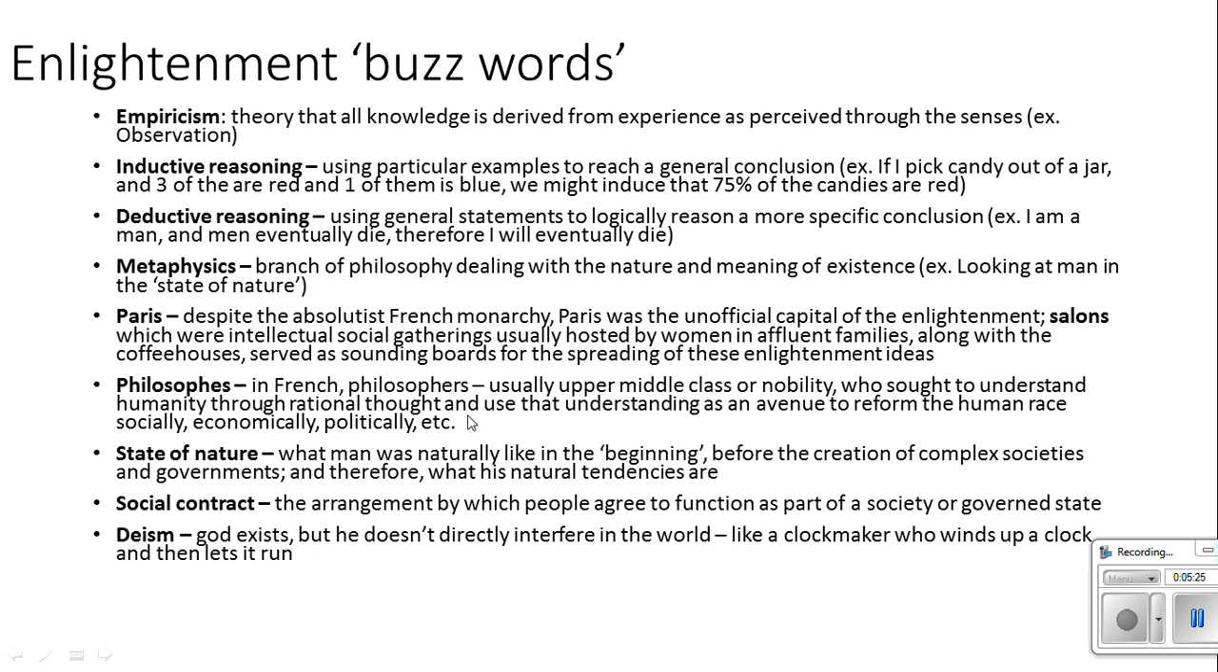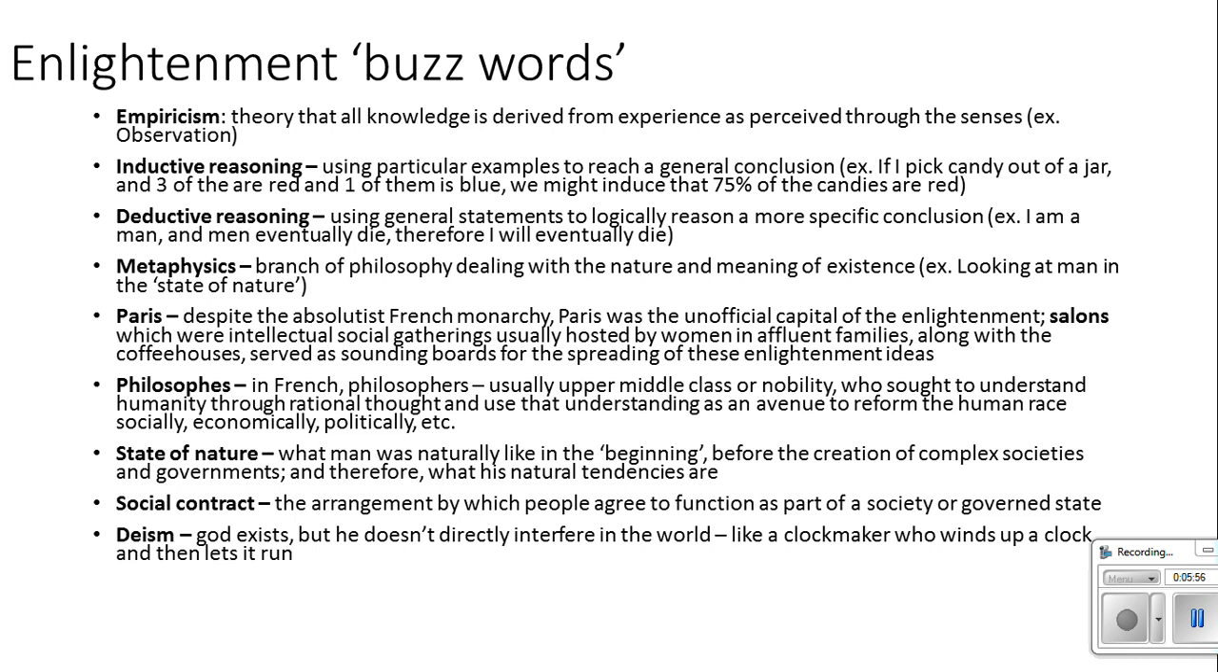Okay, if I want you to remember one word from this discussion of the Enlightenment, it is reason. For many of these philosophers and philosophes, reason is almost a god unto itself. And so through rational thought, they thought to understand humanity, and in many cases use that understanding as an avenue to reform the human race, socially, economically, politically.